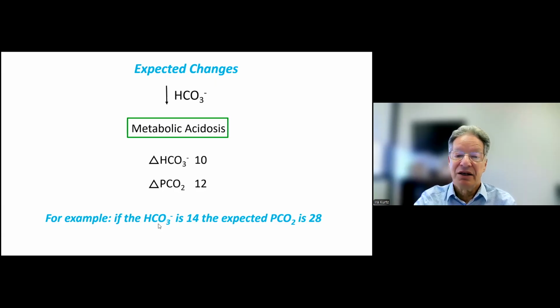So let's say you have a male with a bicarbonate of 24 to start, and it falls by, let's say, 10. The PCO2 would be expected to fall by 12 from its original level. And if it started at 40, it would be 28. So if you see a patient with a PCO2 of 28 and a bicarbonate of 14, that's completely what you'd expect, and you'd call that a compensated metabolic acidosis.